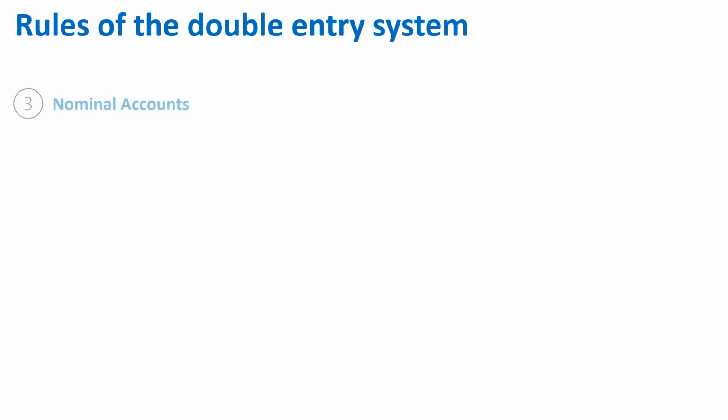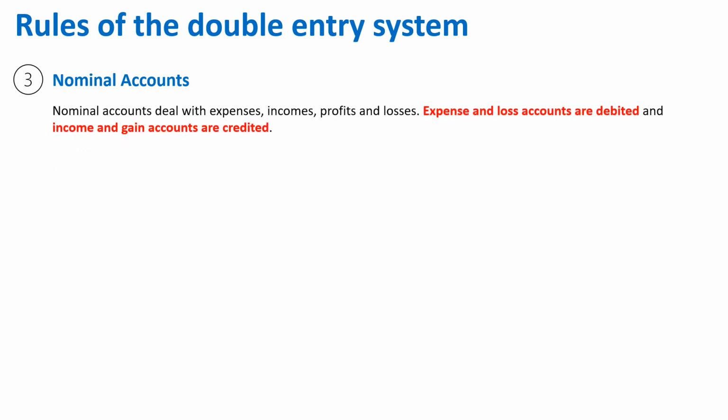Now let's try to understand what the rules are for the nominal accounts. As we have already seen in the previous slide, nominal accounts deal with expense, losses, gain, and income. Let's see what the rule is for that. Nominal account deals with expense, income, profit, and loss. Expense and loss accounts are debited, and income and gain accounts are credited.